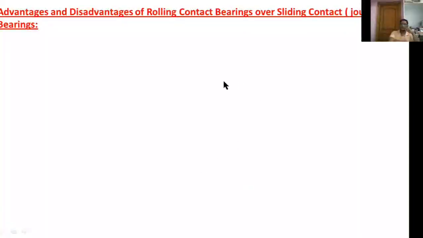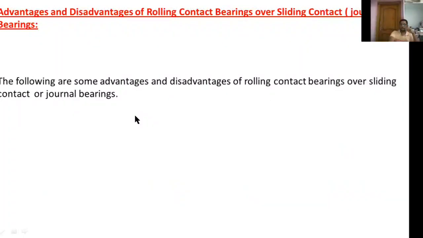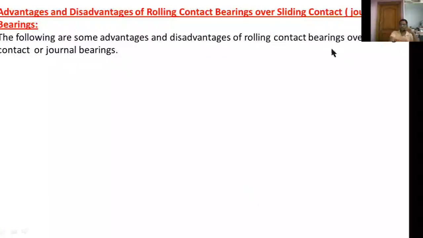Now I am going to explain the advantages and disadvantages of rolling contact bearings over sliding contact bearings. Sliding contact bearings are also called journal bearings. The following are some advantages and disadvantages of rolling contact bearings over journal bearings.